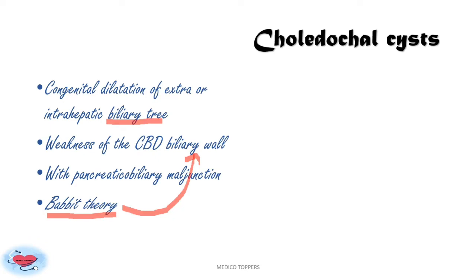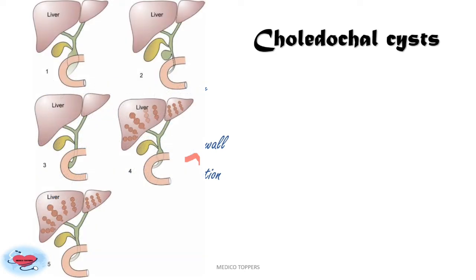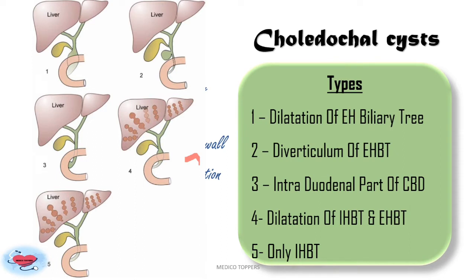There are many types of choledochal cyst, nearly 5 types. First one is dilatation of extrahepatic biliary tree. Second type, diverticulum of extrahepatic biliary tree. Third one, choledochocele, which means cystic dilatation of the intraduodenal part of CBD. Fourth one, dilatation of extra and intrahepatic biliary tree. Fifth one, dilatation of only intrahepatic biliary tree. This type 5 is known as Caroli's disease.